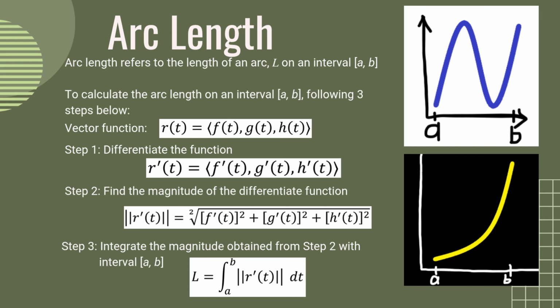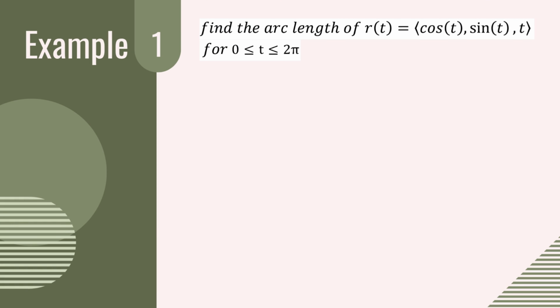With the given vector function r(t), step 1 is we need to differentiate the function first. And step 2, we need to find the magnitude of the differentiated function, which follows the formula: square root of the sum of the squares of the differentiated function. And step 3, the final step, we need to integrate the magnitude obtained from step 2 over the interval AB.